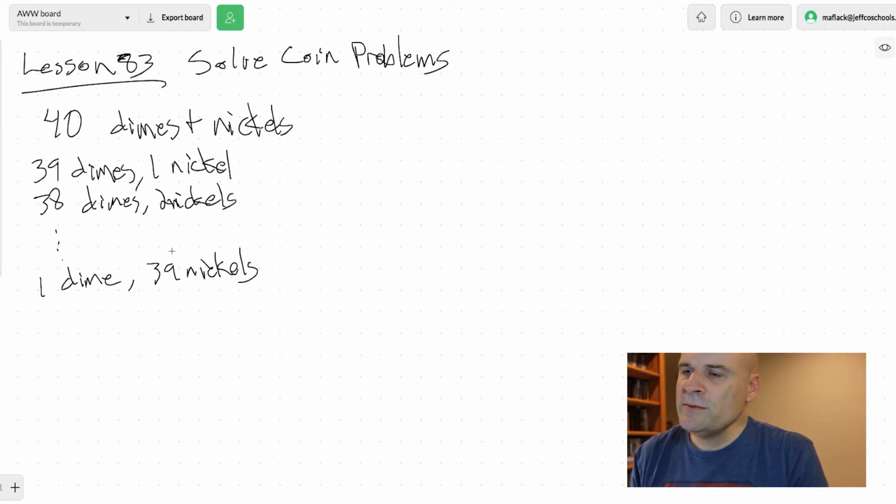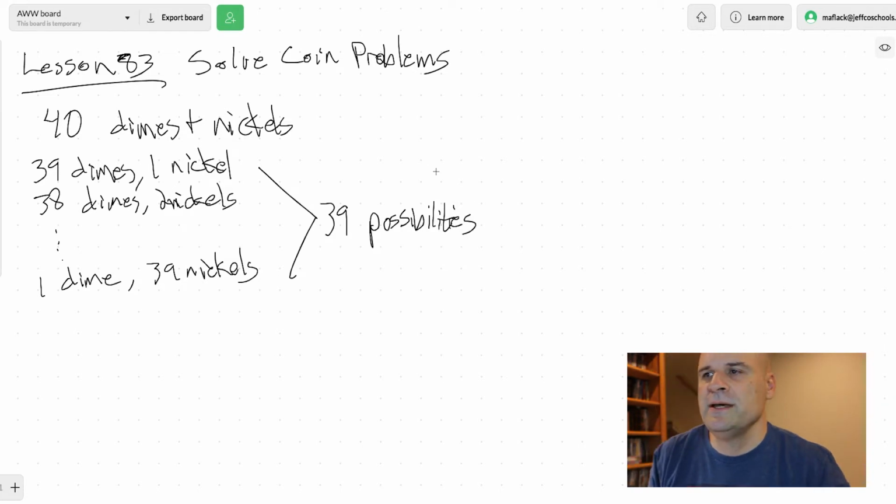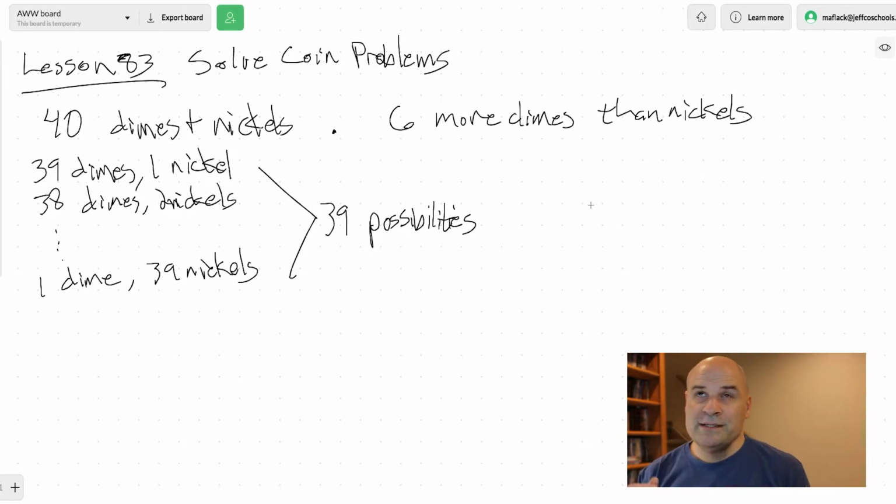So how many different possibilities are there? Well, 1, 2, all the way down to 39. So 39 different possibilities. We need more information if we want to know how many dimes and how many nickels we have. So here's our next sentence. Let's say we have 6 more dimes than nickels. Let's see if we can figure that out.